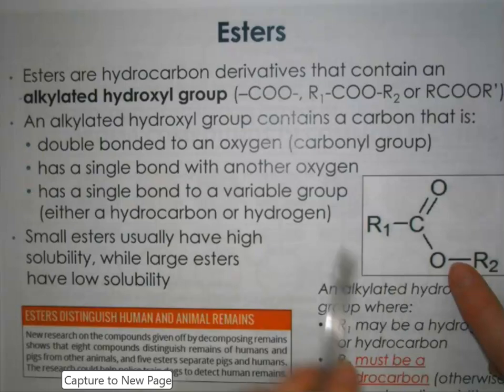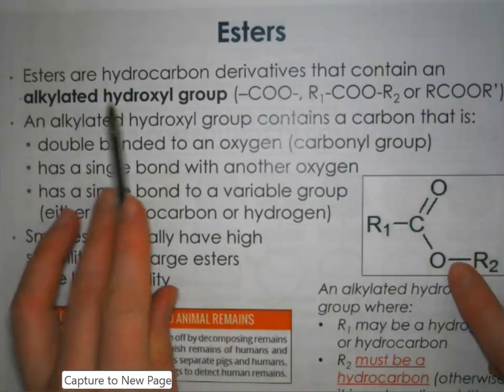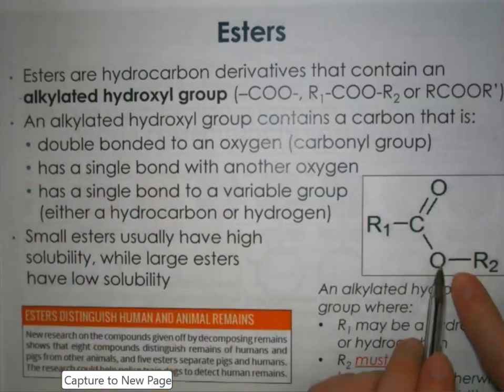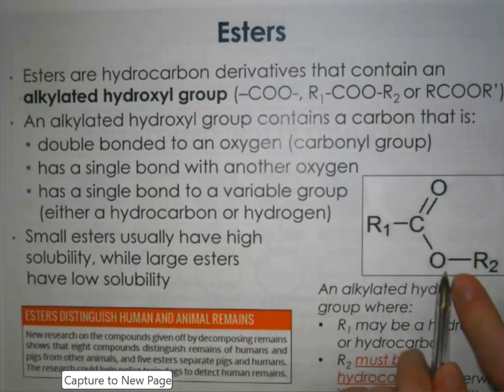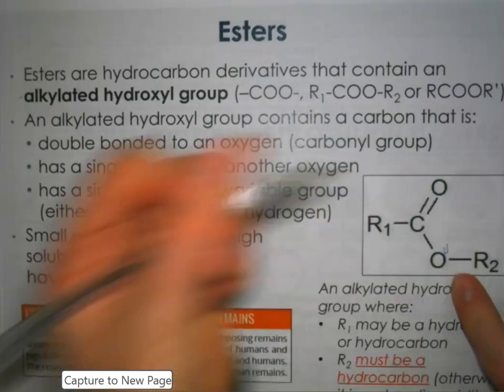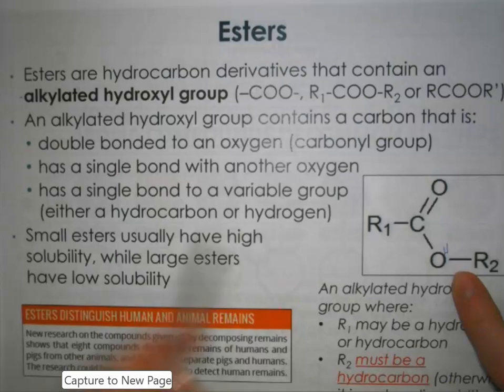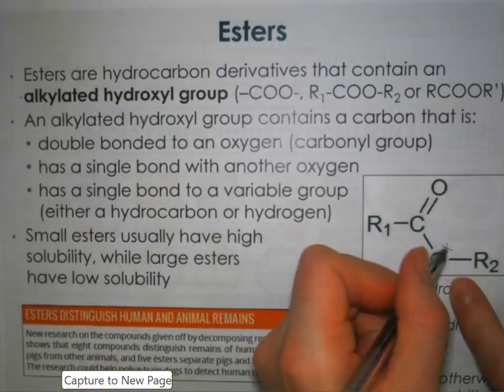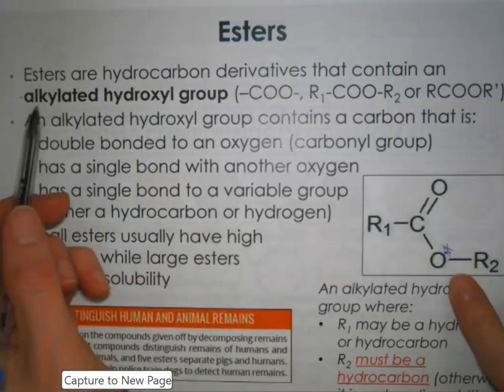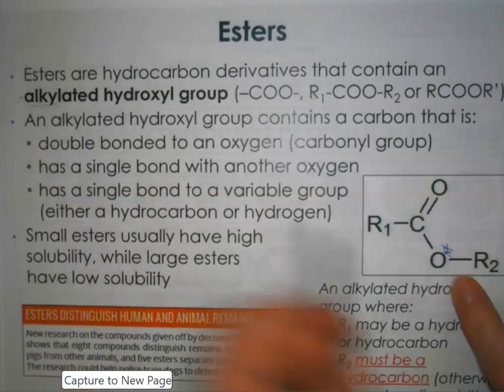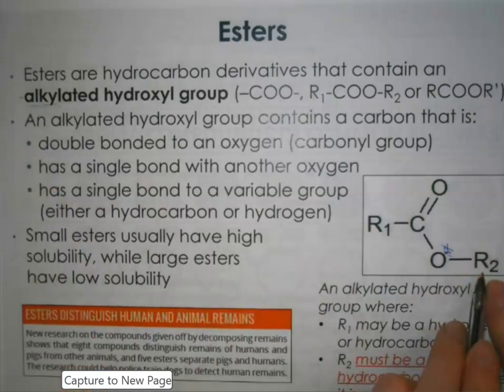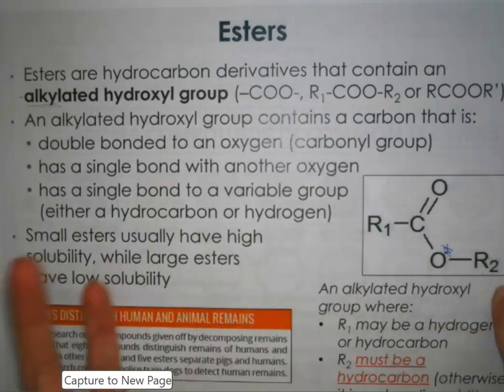one compound. And so when we say alkylated hydroxyl group, this oxygen here was originally the OH group off of an alcohol. But we've taken off the hydrogen that would normally be there, and instead we've added an alkyl group, which is represented by this R2. R2 is just a variable that represents any carbon chain.